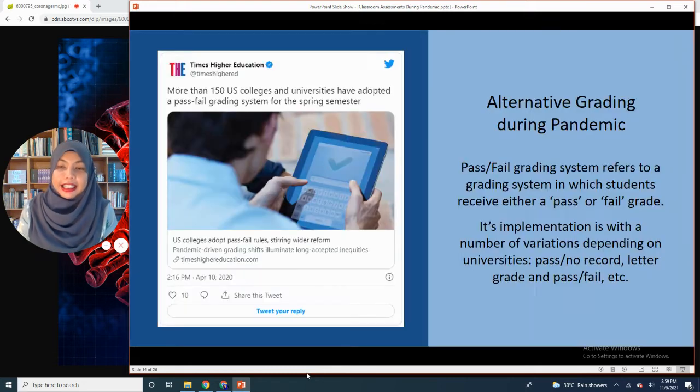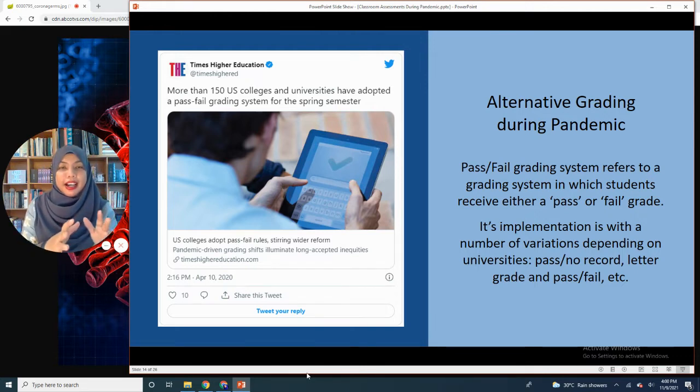So, what exactly is a pass-fail grading system? Now, pass and fail grading systems. Forget about CGPA. Forget about A, B, C, D, E, F. All right. So in pass and fail grading systems, you would either be given a pass or a fail. Only 2 grades are available, and there is no third grade. So there is no A, B, C, D, E.